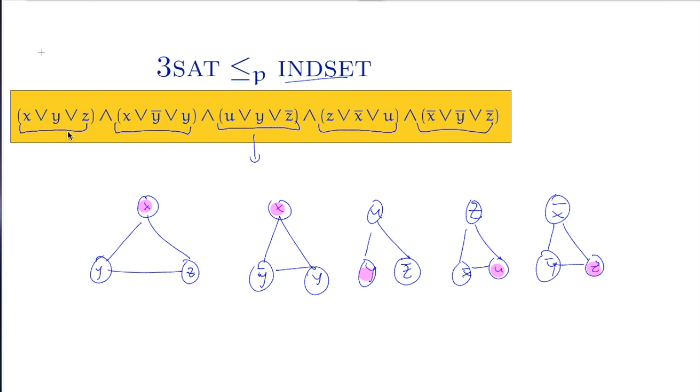So we're going to map each of these clauses to a triangle. The triangles are going to be notated with the variables in this clause. And now an independent set is just going to pick an independent set of variables. That means it's going to pick one variable per clause.